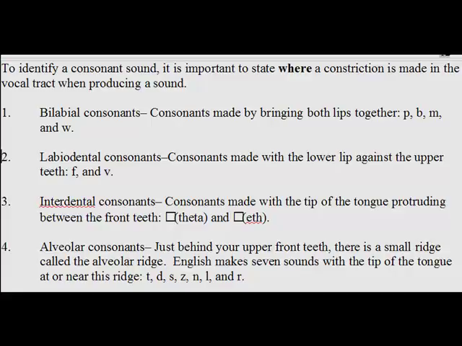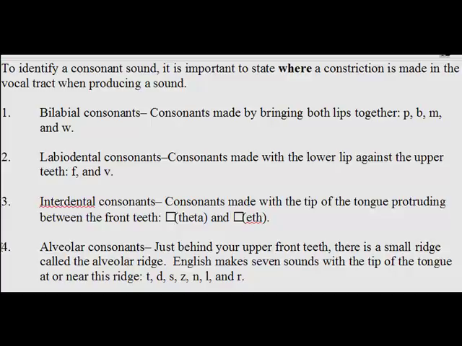Number 2, labiodental consonants. These are consonants made with the lower lip against the upper teeth, the F and the V sounds. Number 3, interdental consonants. These are consonants made with the tip of the tongue protruding between the front teeth. Theta and eth are examples of these sounds.